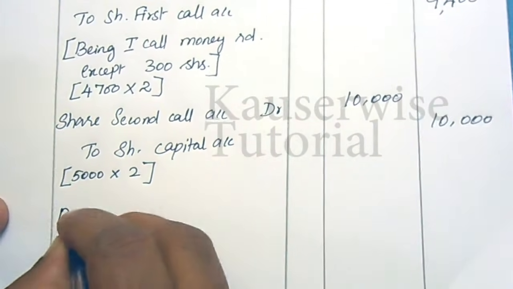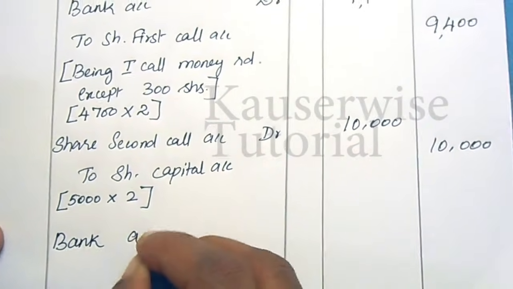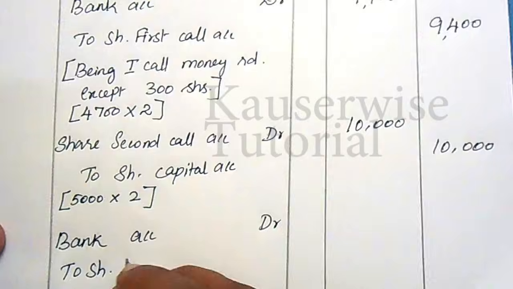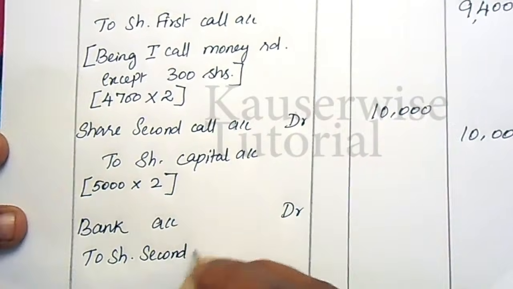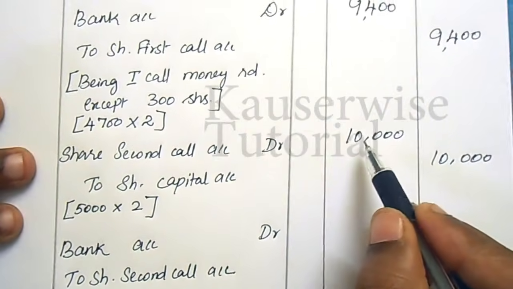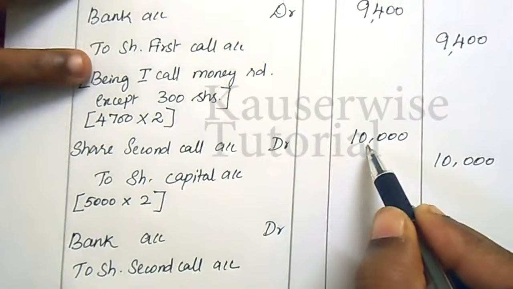The entry for the transaction is bank account debit to share second call account. So how much amount are you supposed to receive? 10,000. See the adjustment.